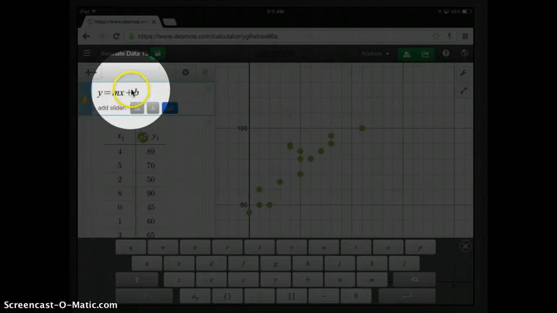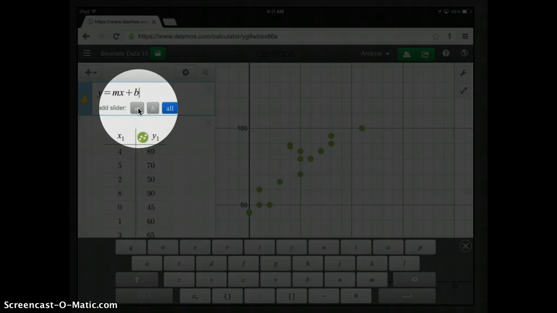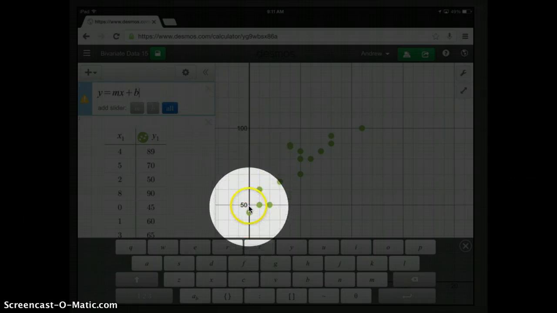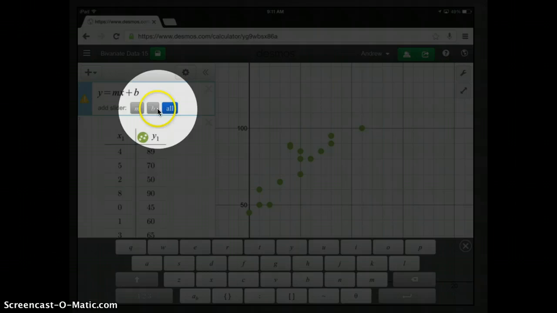So when I typed in y equals mx plus b, I get these three options right here. I'm going to add a slider for m, which I know is the slope of the line, the steepness, a slider for b, which is the y-intercept. In other words, where will that line hit the y-axis? It looks somewhere close to 50. Or I could do all of them.